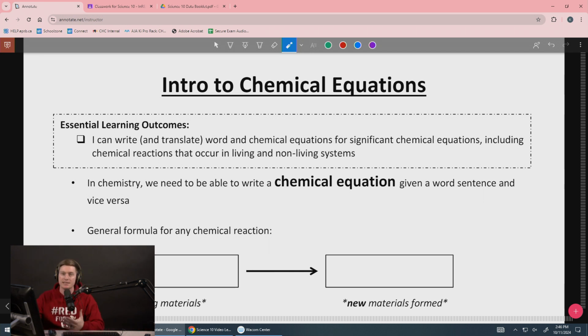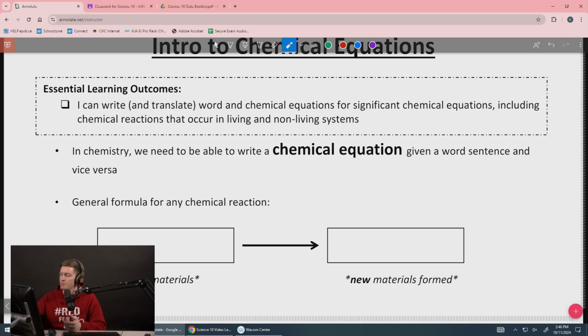All right, in this lesson we're going to practice the skill of writing chemical equations. This is a difficult skill, especially when we get to balancing those chemical equations, so it will take a little bit of practice to get used to. In chemistry, we need to be able to write a chemical equation given a word sentence and vice versa.